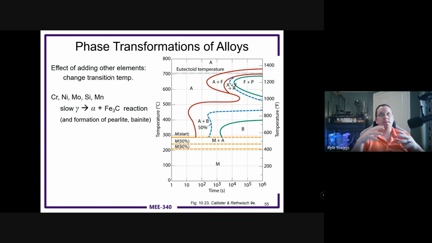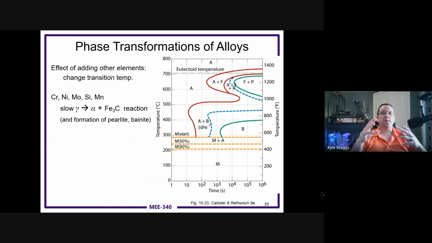More on the effects of adding in elements. As soon as you add in other types of molecules, in this case things like chrome, nickel, molybdenum, silicon, manganese, all of these change the way that this phase envelope is positioned on the phase diagram, or on the CCT diagram.